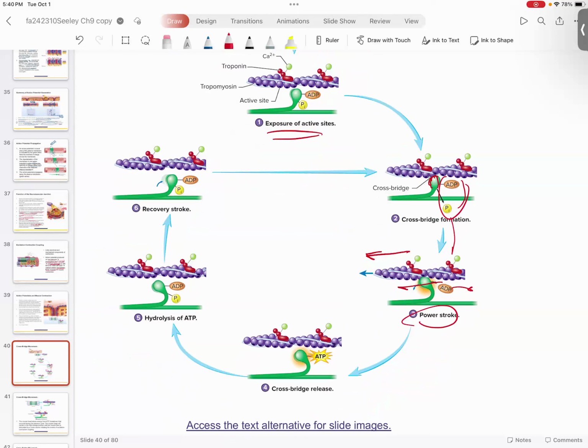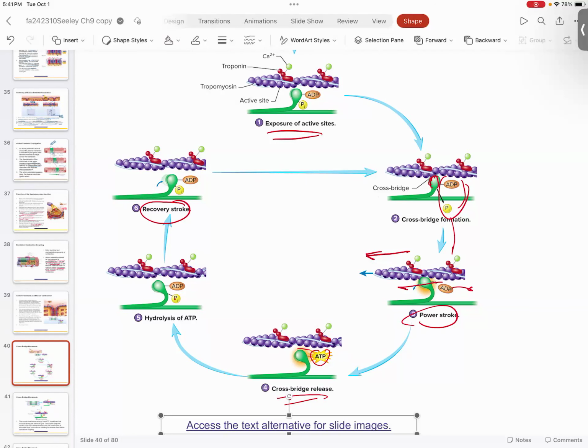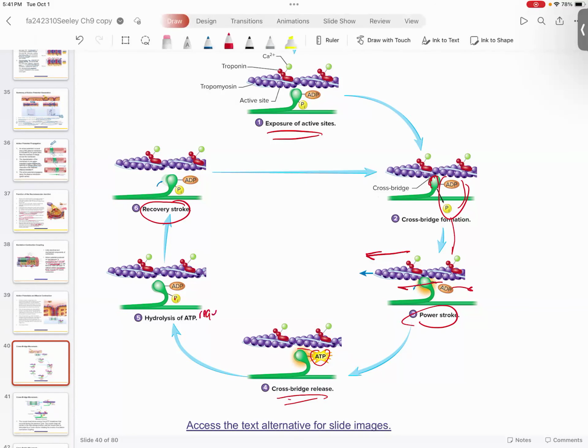And then a new ATP is going to come in and bind to the myosin head, causing it to detach. So that's your detachment. And then essentially you go through the hydrolysis of ATP again, which restores your myosin head back to the original position. So oftentimes what will happen is the hydrolysis of ATP is required for detachment.